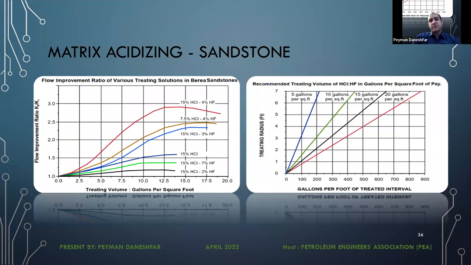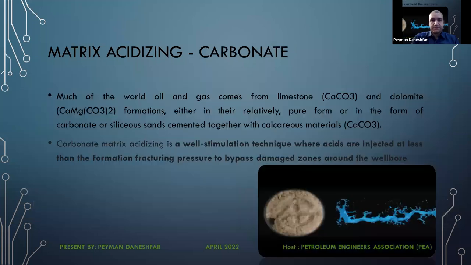You can see here the created volume, gallons per square foot, and the flow improvement ratio with the mixture of HCl acid and HF acid, and the gallons per foot, showing which of them is okay for acidizing.